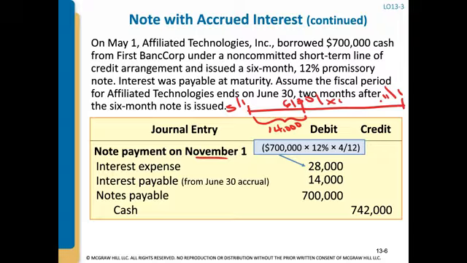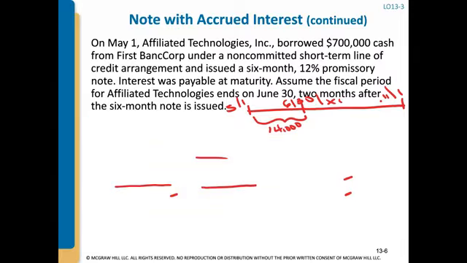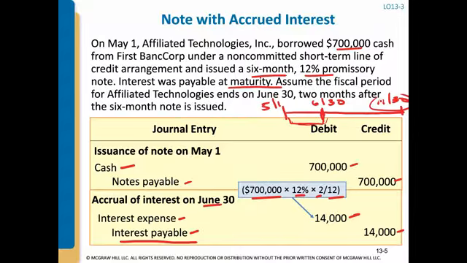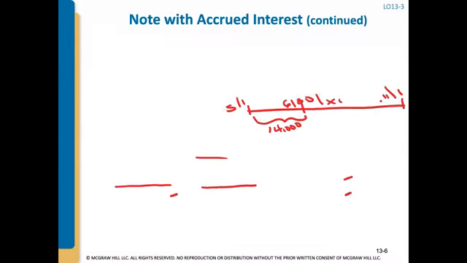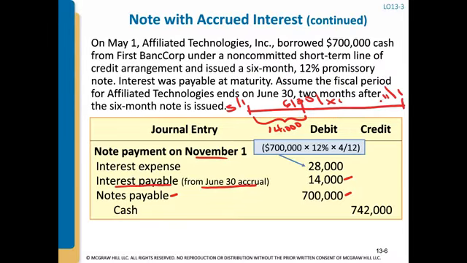Now, fast forward to November 1st, which is part of the company's second fiscal year. We are going to have to pay off this note. So we debit notes payable $700,000 because we recorded the credit on May 1st. The interest payable that we recorded on June 30th, we're going to debit that. This is the interest payable account that we credited on June 30th, right? That's a liability. Now we're going to debit that amount.